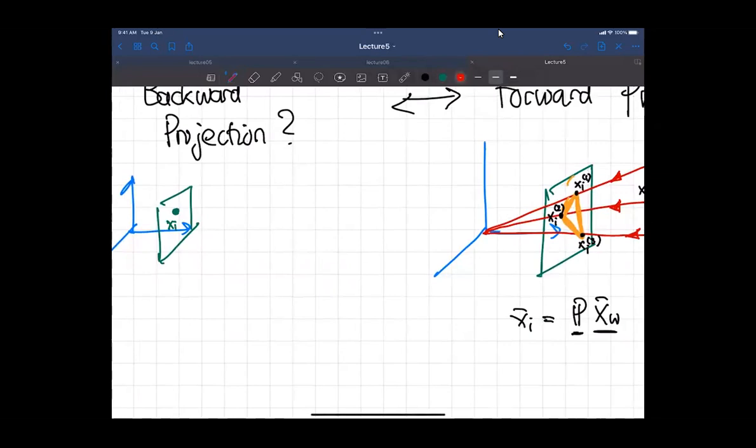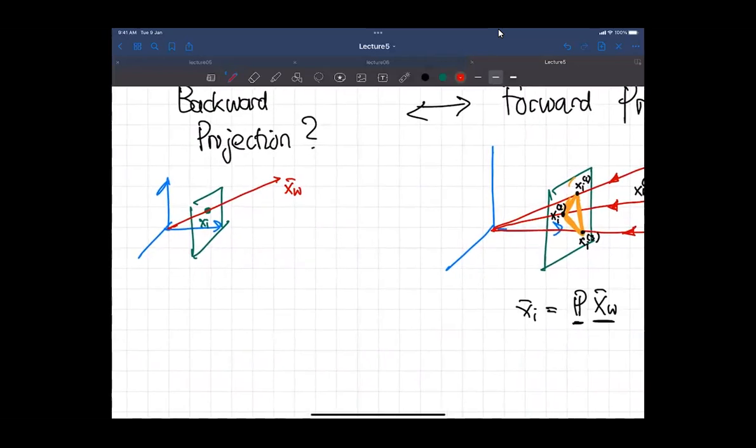And you want to know XW. Given XI and P, you want to know XW. Now the question is, is it possible? Why is it not possible? Not because of P singular, because yes, we lose the depth.